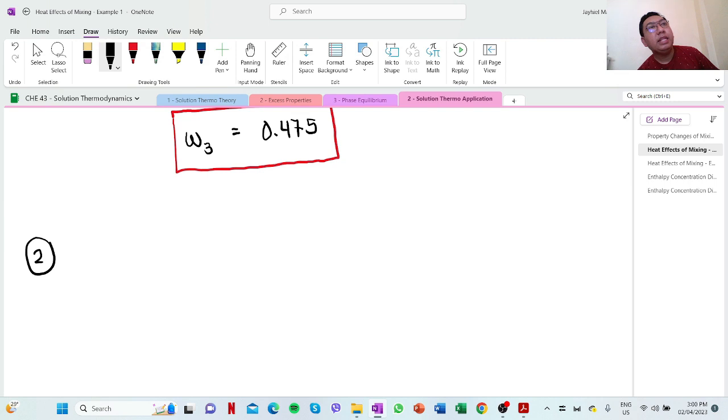For the energy balances, we need the help of the enthalpy concentration diagrams. So for this one, let's have the total: M1 multiplied by the enthalpy, because our enthalpy here is per mass basis.